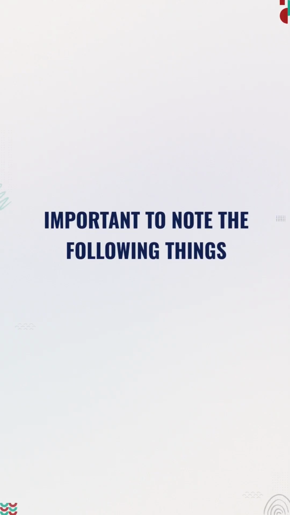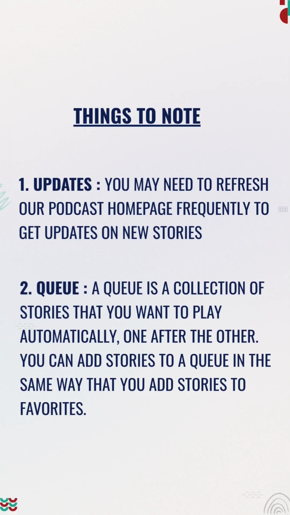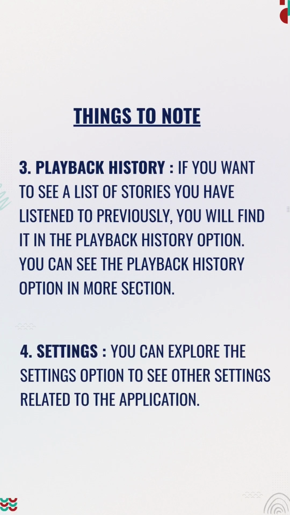In addition to the given information, also note the following things. You may need to refresh our podcast homepage frequently to get updates on new stories. A queue is a collection of stories that you want to play automatically one after the other. You can add stories to a queue in the same way that you add stories to favorites. If you want to see a list of stories you have listened to previously, you will find it in the Playback History option. You can see the Playback History option in the More section. You can explore the Settings option to see other settings related to the application.